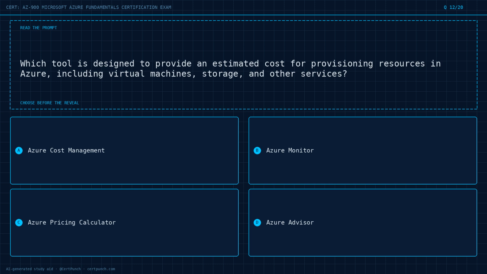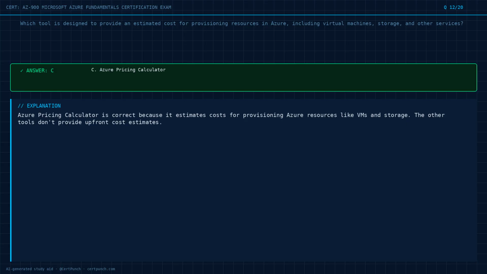Option A, Azure Cost Management. Option B, Azure Monitor. Option C, Azure Pricing Calculator. Option D, Azure Advisor. Choose the best answer before the reveal. Commit to it now. The answer is option C. Exam logic. Azure Pricing Calculator is correct because it estimates costs for provisioning Azure resources like VMs and storage. The other tools don't provide upfront cost estimates.